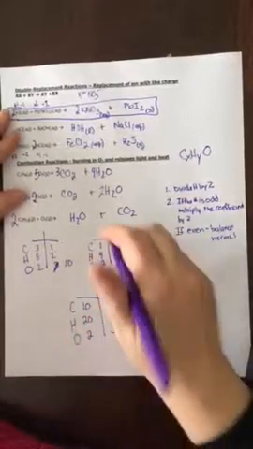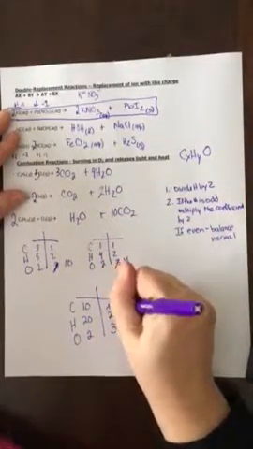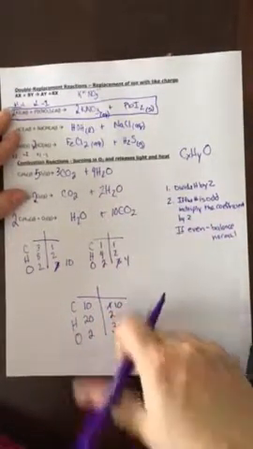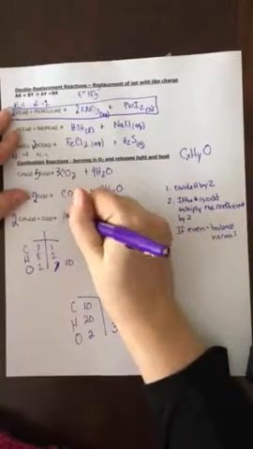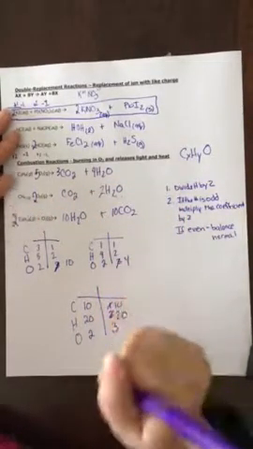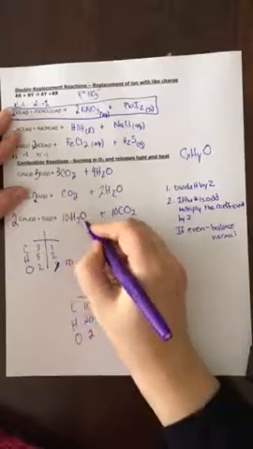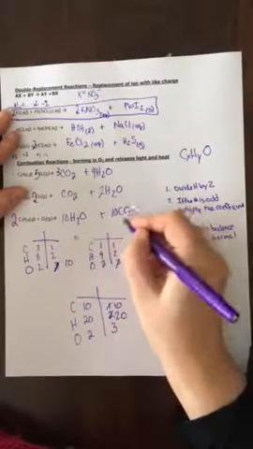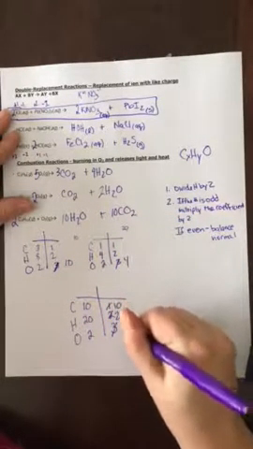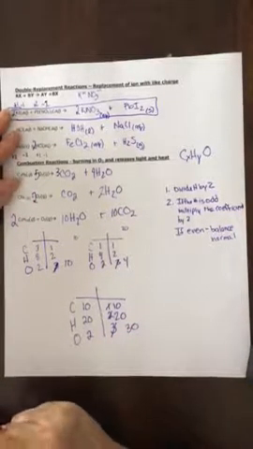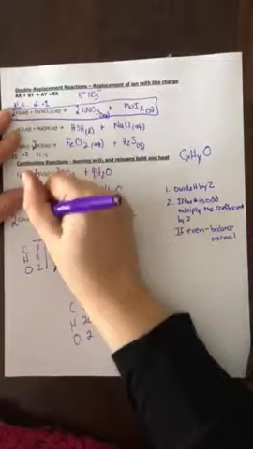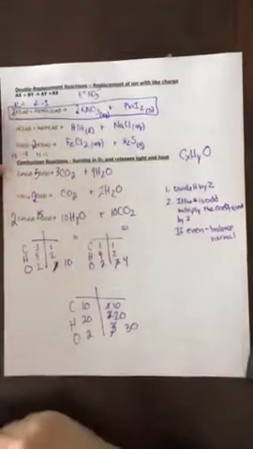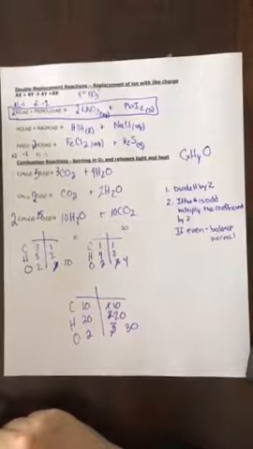I'm going to balance my carbon first. I'm going to put a 10 there. Cool. I'm going to balance my hydrogen second. I'm going to put a 10 there. Cool. Now I have to check my oxygens. Here I have 10 oxygens. Here I have 20 oxygens. So now instead of 3, I have 30. What number times 2 equals 30? 15. Ladies and gentlemen, that's a balanced combustion reaction.